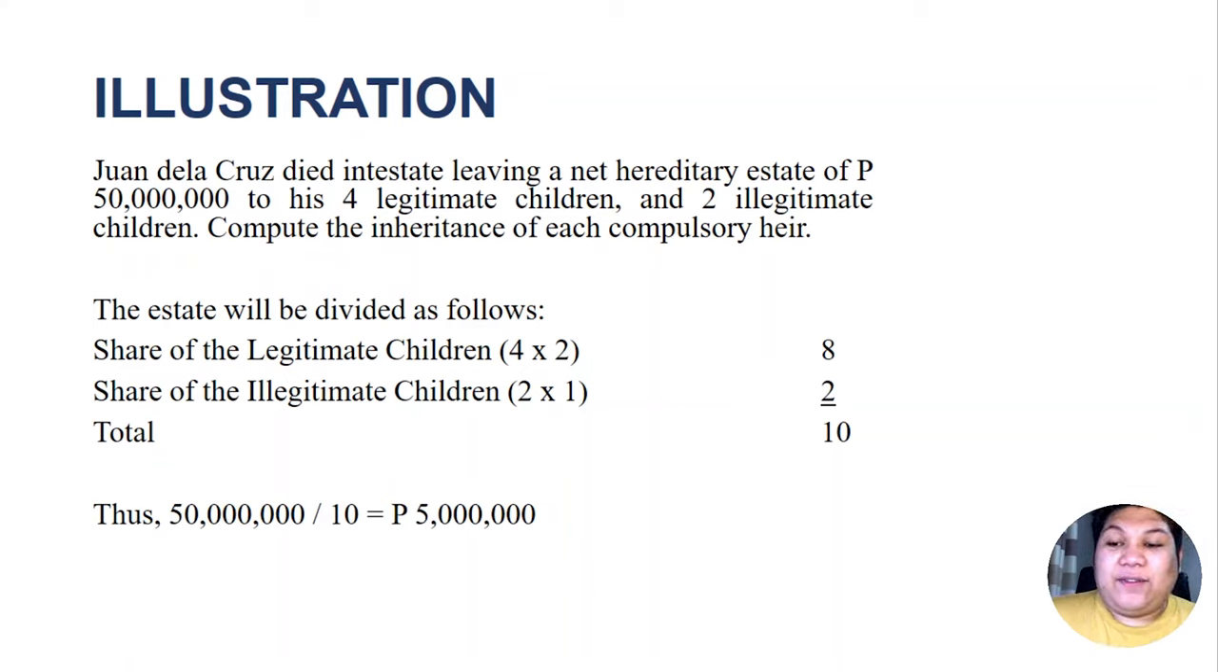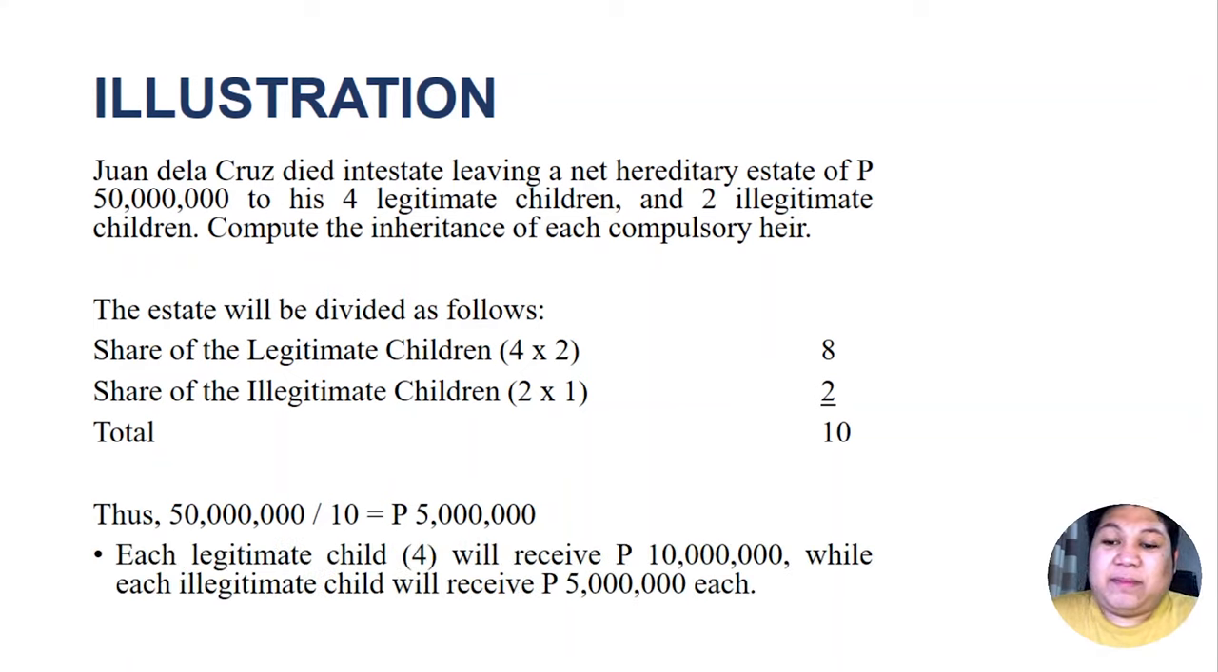Okay? So therefore, each legitimate child, there are 4 of them, will receive 10 million. That is 2 times 5 million. Okay? So again, each legitimate child will get twice the share of one illegitimate child. So 2 times 5 million, that is 10 million. So each of the four legitimate children will get 10 million, while each illegitimate child will receive 5 million.